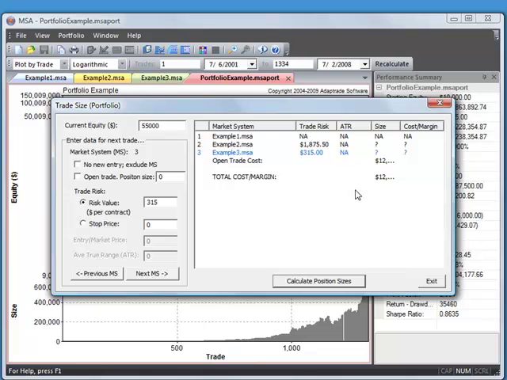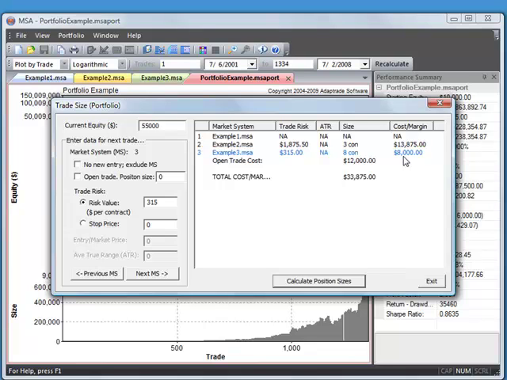Once all that data are entered, press the enter key or click the calculate position sizes button, and it shows you the position size and the cost for each upcoming trade. We've excluded market system 1. For market system 2, it tells us to take 3 contracts for the next trade, and it tells us that's going to require $13,875 in margin. For market system 3, it says we should take 8 contracts for the next trade based on our position sizing settings, and that'll cost $8,000.